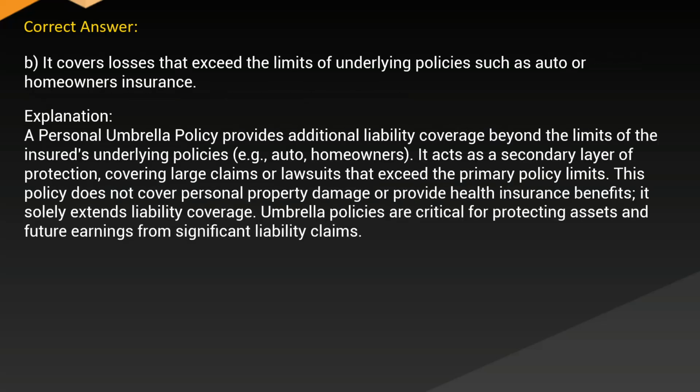Correct answer. B. It covers losses that exceed the limits of underlying policies such as auto or homeowners insurance. Explanation. A personal umbrella policy provides additional liability coverage beyond the limits of the insured's underlying policies, e.g., auto and homeowners. It acts as a secondary layer of protection, covering large claims or lawsuits that exceed the primary policy limits. This policy does not cover personal property damage or provide health insurance benefits. It solely extends liability coverage. Umbrella policies are critical for protecting assets and future earnings from significant liability claims.